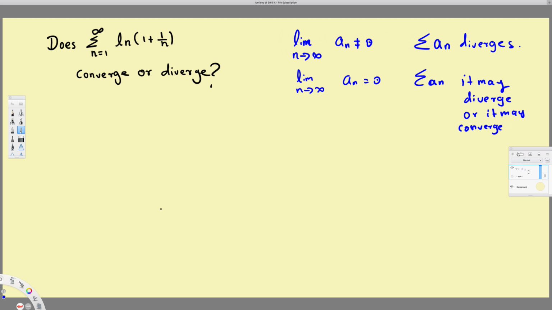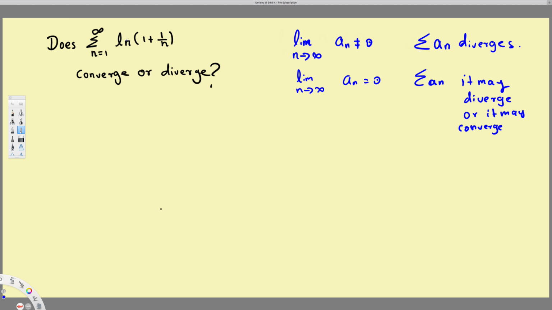So from this, we know that if we get an answer that is not equal to 0, that's very easy because we can directly conclude this diverges. So let's see whether we get 0 or not. If we don't get 0, it automatically diverges. So let's see how we can find this out.